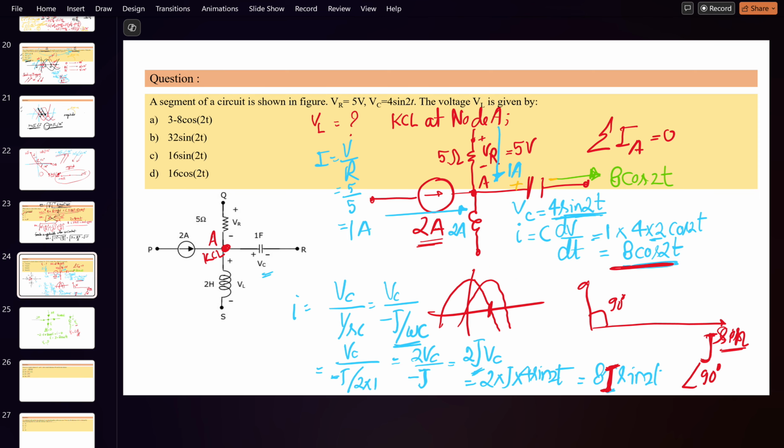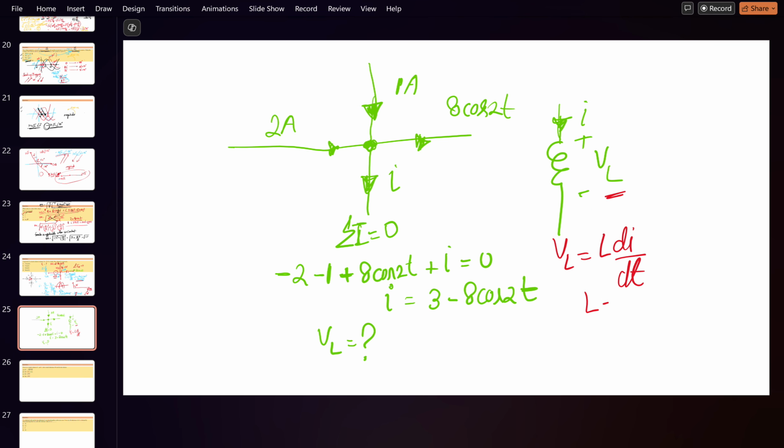L, what is given? L is given as 2 Henry. So just differentiate this current. Okay, let's differentiate. It will become VL is equal to 2 times the derivative of that.